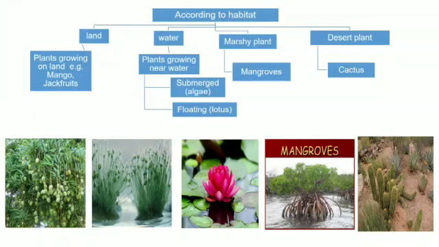Let's know about plants according to their habitat. We see different plants growing in different areas. Plants growing on land, for example, mango, jackfruit, whereas plants growing near water are of two types, submerged and floating. Submerged means below the surface of water, for example, algae, and floating like lotus. Marshy plants are often found at the edge of lakes, for example, mangrove, and desert plants like cactus.